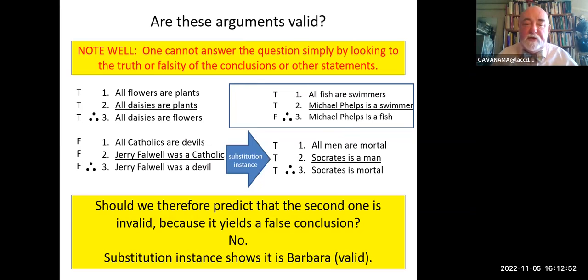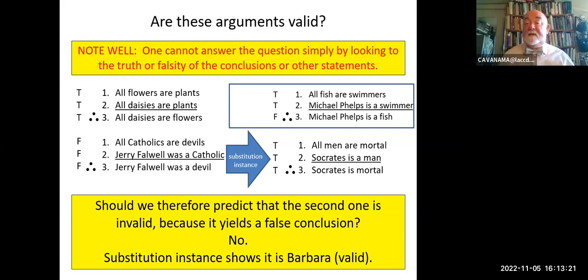Okay, what about the second one? Should we predict the second one is invalid because it has a false conclusion? No, because a substitution instance shows that it's your barber syllogism all over again. The same form, all Catholics are devils, Jerry Falwell was a Catholic, is the form we find in all men are mortal, Socrates is a man, etc. Barber syllogism, as we know. And in that case, of course, the barber syllogism, given true premises, will produce a true conclusion. It will not produce a false conclusion if the premises are true.